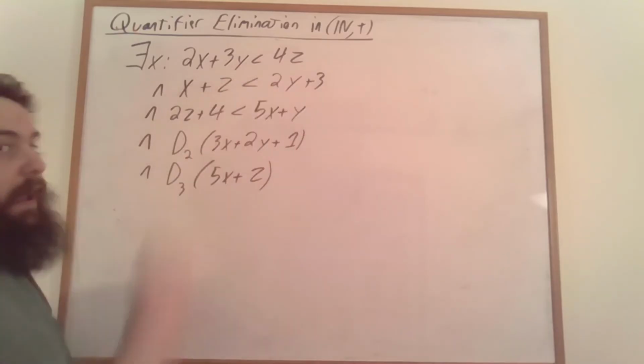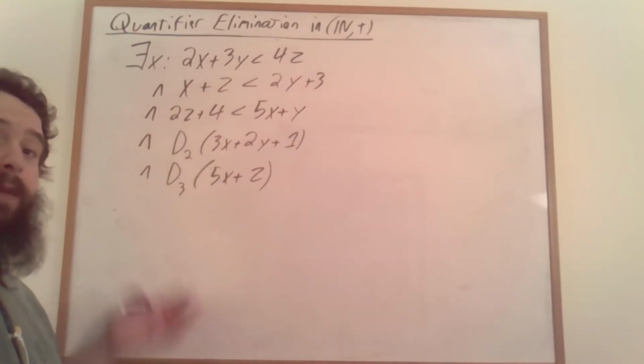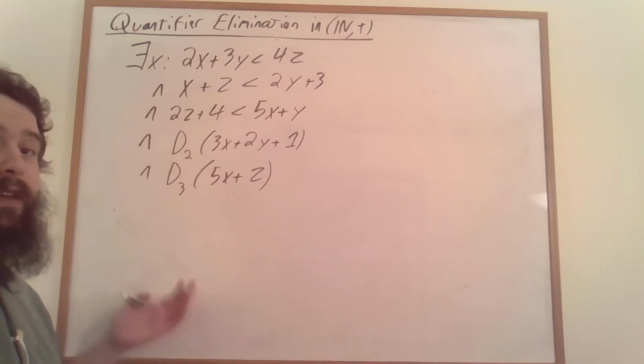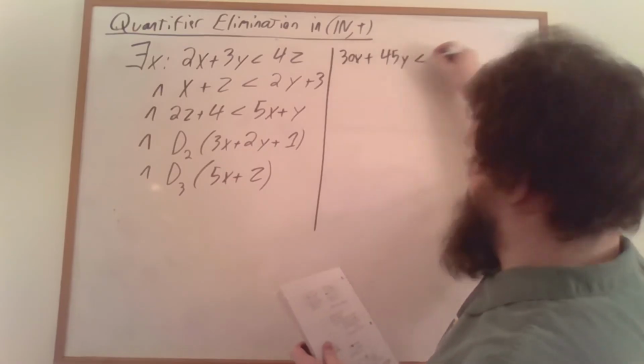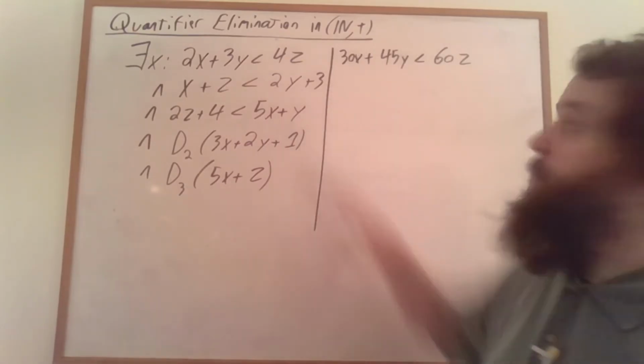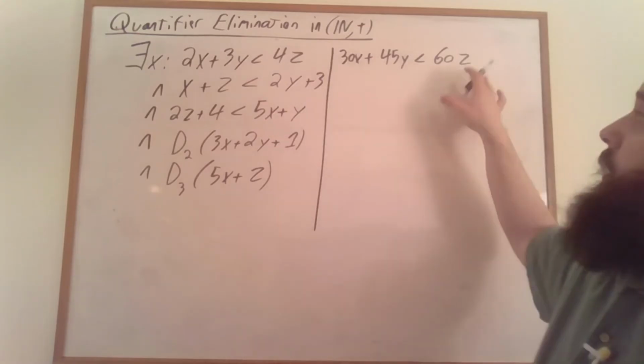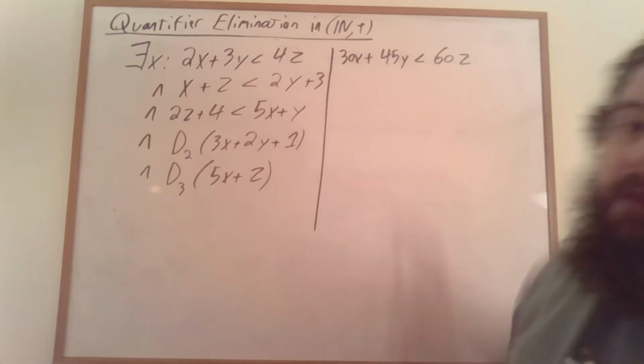Our first step is going to be to multiply everything through in order to get a term involving x that's a common multiple. If we multiply both sides of this inequality by 15, we get an equivalent inequality that has a common term of 30x.